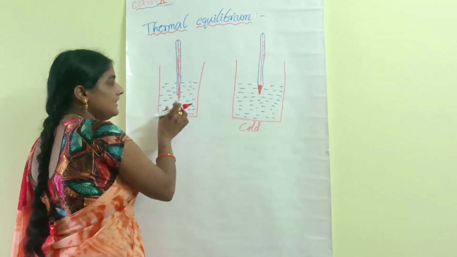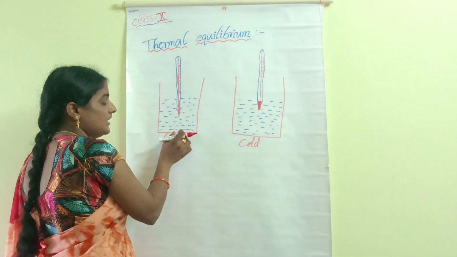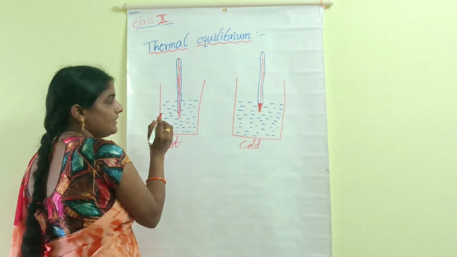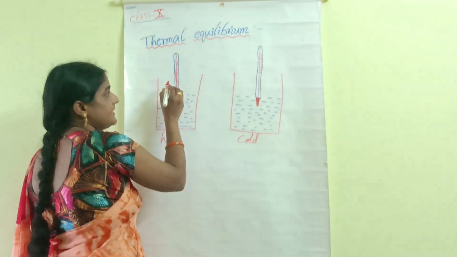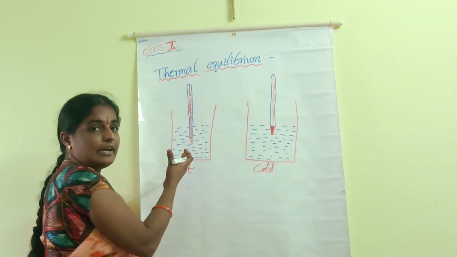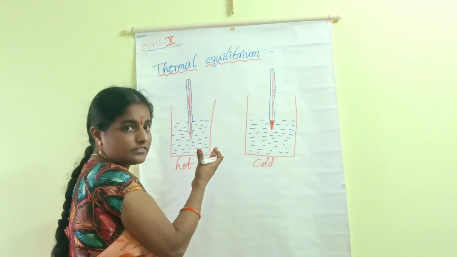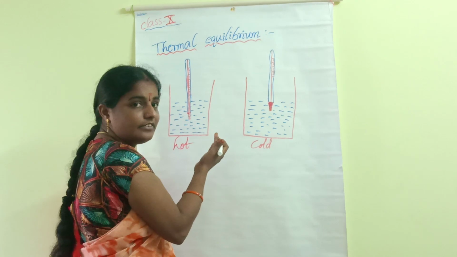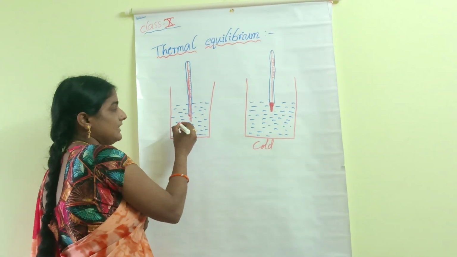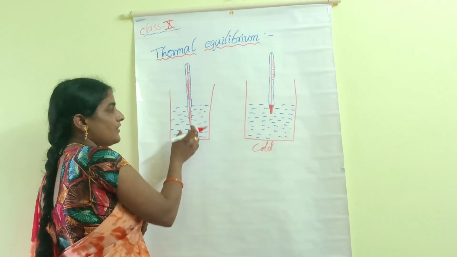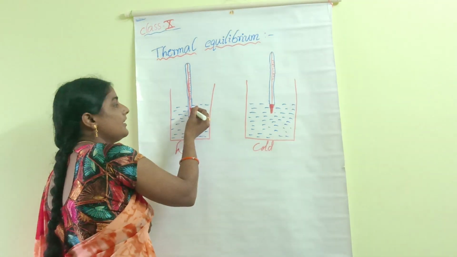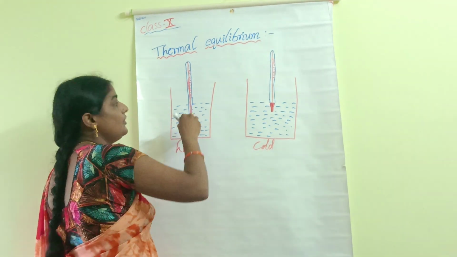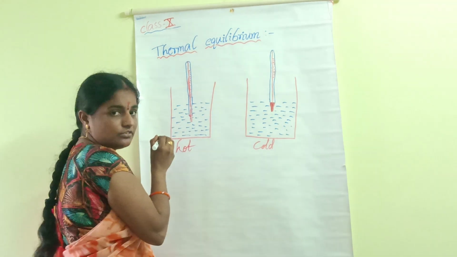Now, when I keep the laboratory thermometer in this hot water, the mercury level will slowly rise up. It will continuously rise, and after a certain time it will stop rising. If it stops rising, what happened? Think once: the heat energy is transferring from water to the thermometer, not from thermometer to water. Water nundi heat energy thermometer ki transfer avutundi.